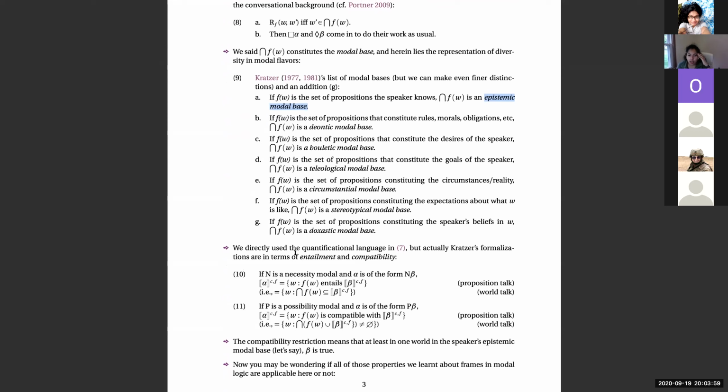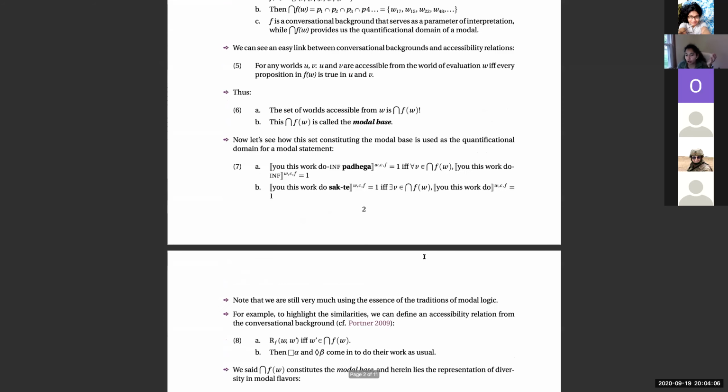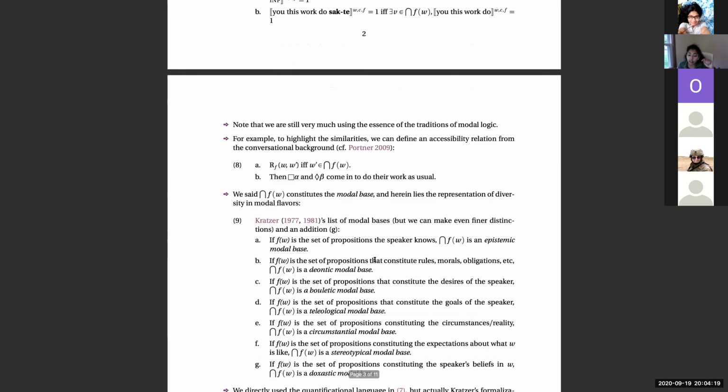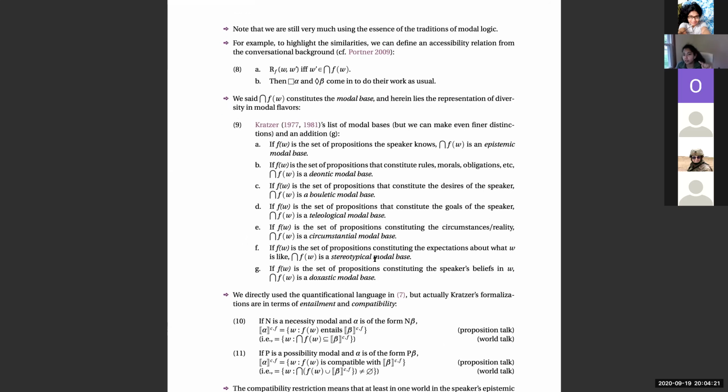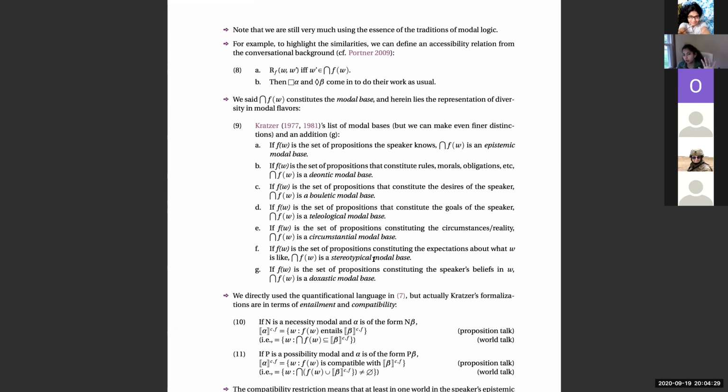So what we did is we directly used quantification language in 7. We just said for all worlds in my modal base, this has to hold, or for at least one world in my modal base, this has to hold. So this is direct quantification language. Just go in there and you quantify over the worlds. I just wanted to point out, Kratzer does not use, at least in her 1977 work, and even in 1981, direct quantificational language. What she uses instead are these terms entailment and compatibility, these notions.